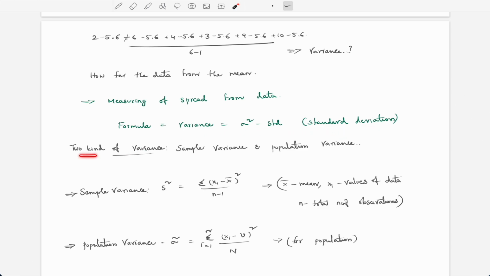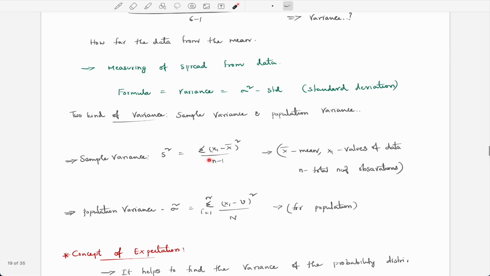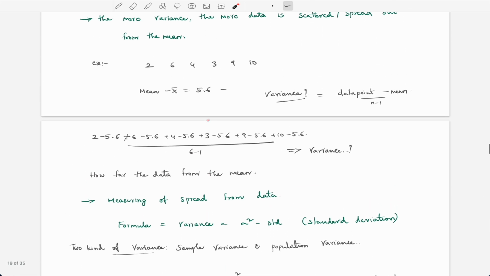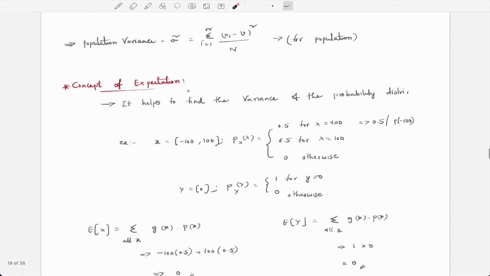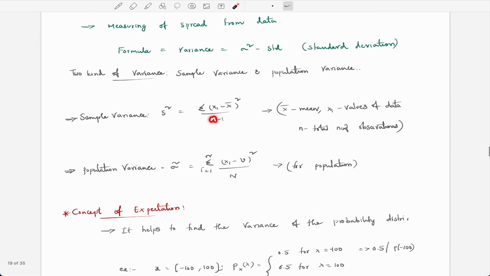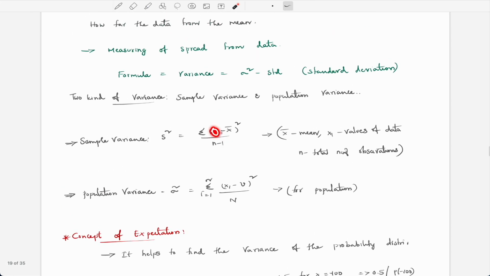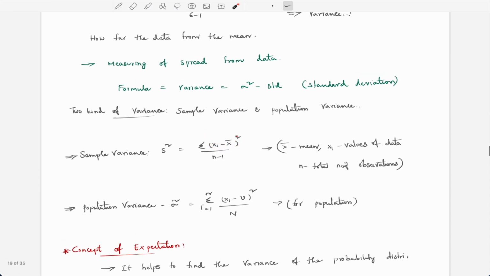There are two kinds of variance: the sample variance and the population variance. We have discussed the sample mean and the population mean, and the same goes here. In the sample variance, we use n minus 1, which is what we have taken here. We simply take each data point minus the mean, and we simply square that value.